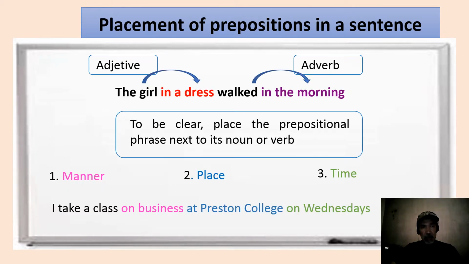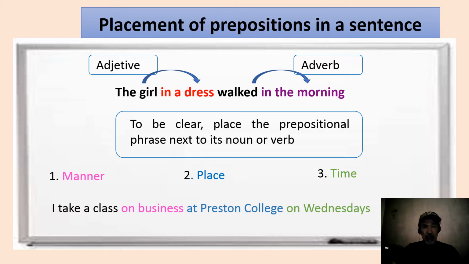Okay everyone, we talk about the placement of prepositions in a sentence. What happens when we use adjectives and adverbs? We see the example: the girl in a dress walking in the morning. In this example, we can see in red how the phrase describes the noun, and in purple how it describes the verb. To be clear, place the prepositional phrase next to its noun or verb.